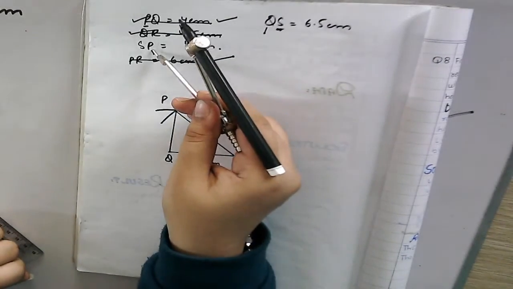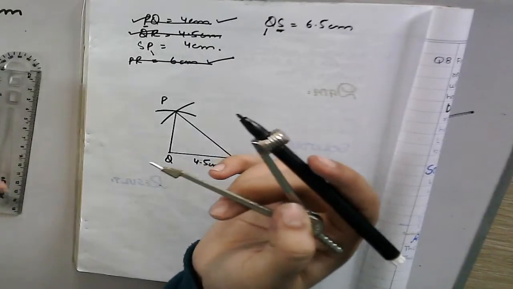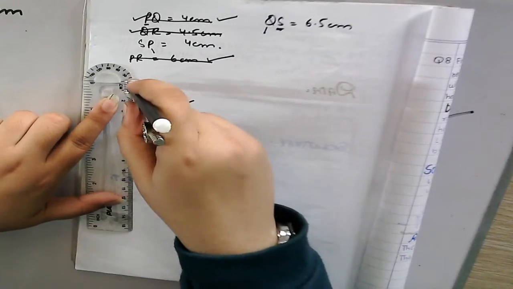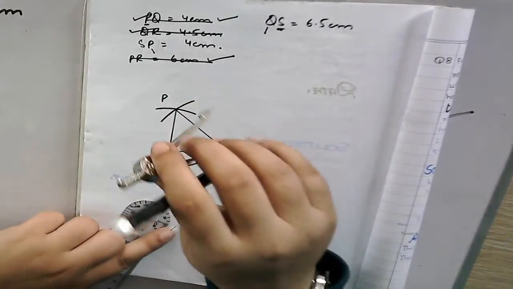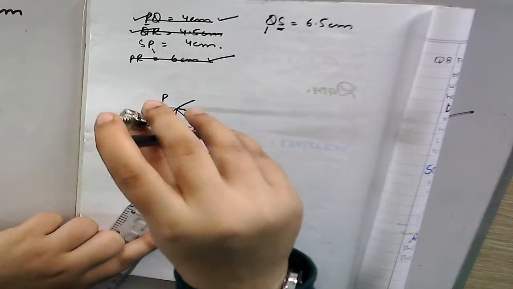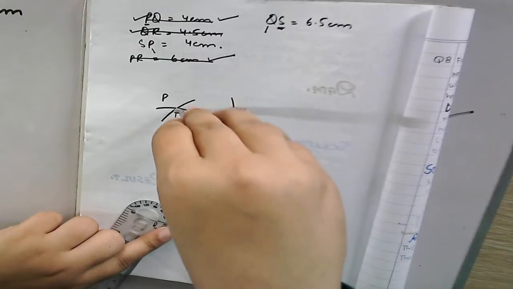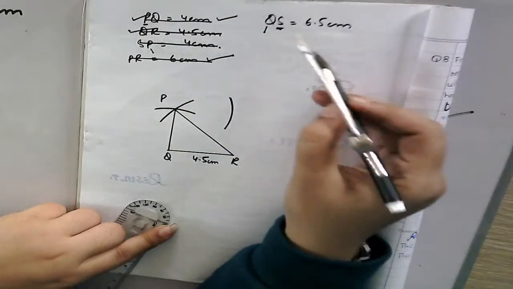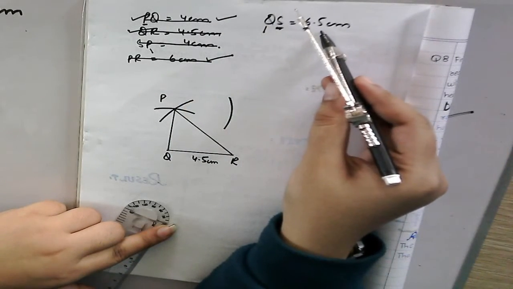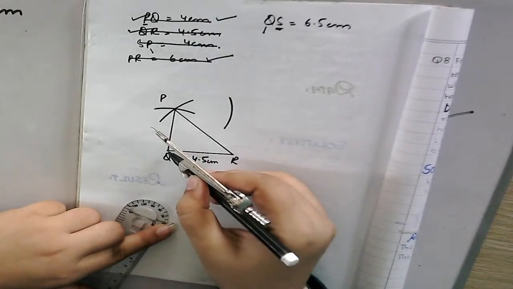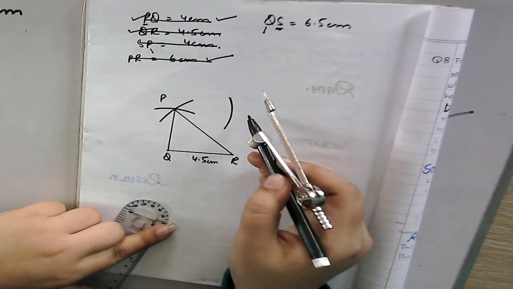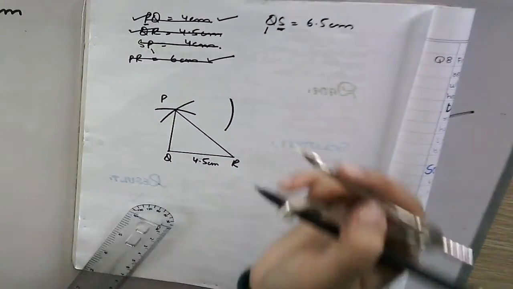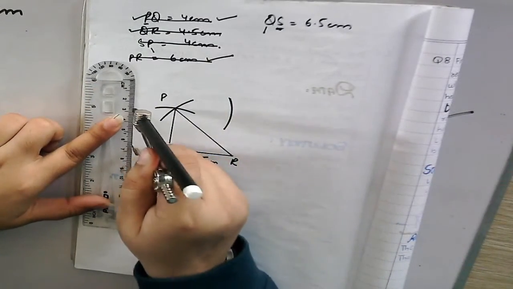So from point P you have to take 4 centimeters. So just open the compass of 4 centimeter. From point P you have to mark an arc of 4 centimeter. Then it is all done. After that QS 6.5 centimeter. Now Q as a center and you have to make 6.5 centimeter. So open the compass of 6.5 centimeter.